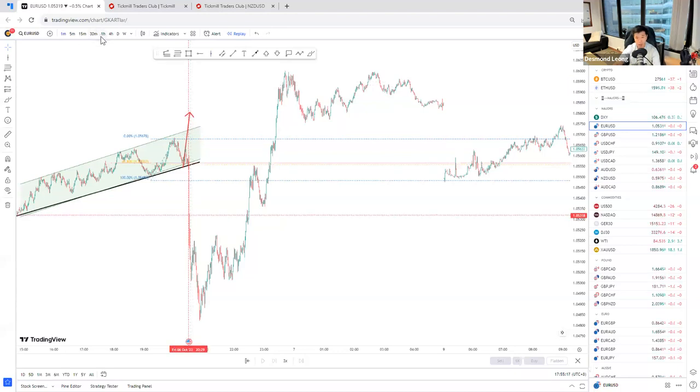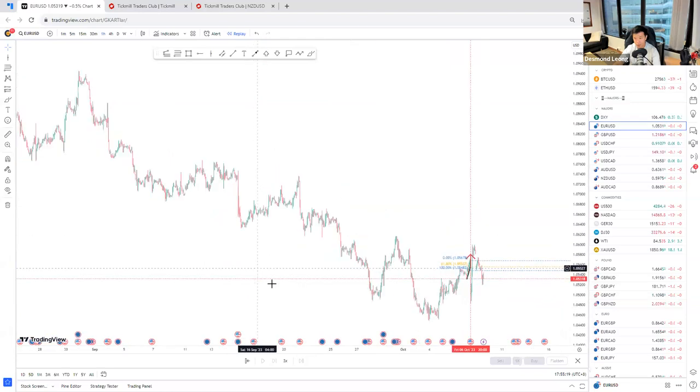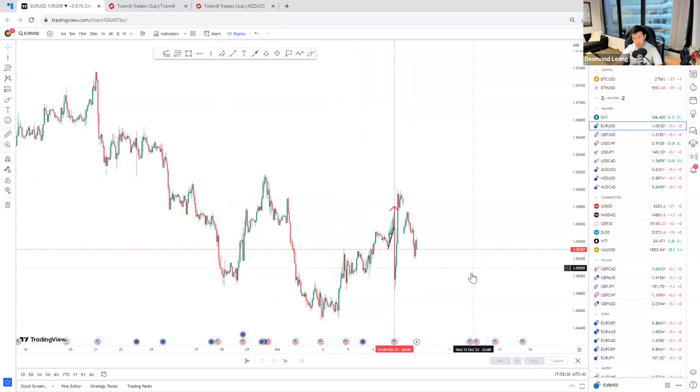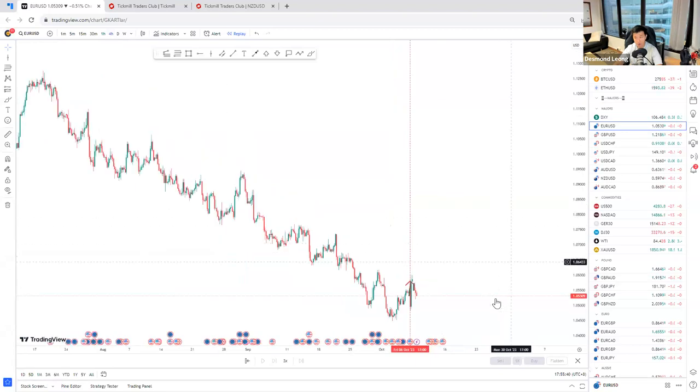If I went into the 1 hour chart, you notice that you can still arguably say that this was a pretty big candle, right? If you look at it over here, you can say, yeah, it's a pretty big candle. Wow, it's still a pretty big candle compared to other candles. But the moment you hit the 4 hour time frame, right?